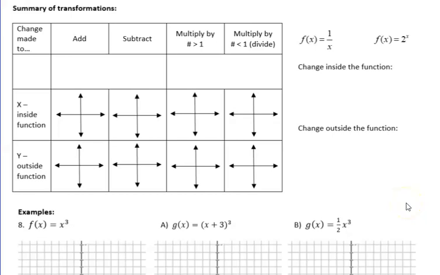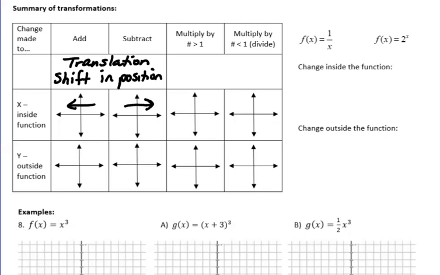Okay, let's do a quick summary then of the translations and dilations that we've done. So adding and subtracting is called a translation. That is a shift in position of the graph. If x is inside the function, that means we're going to be making a change in the left or right direction. So when we add a number inside the function, we actually shift to the left, and when we subtract a number inside the function, we shift to the right.